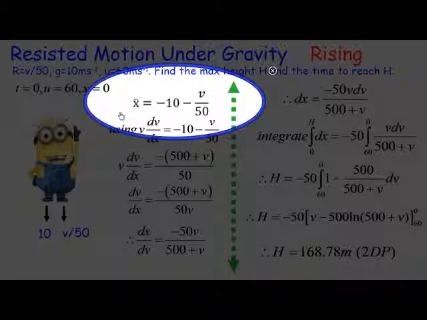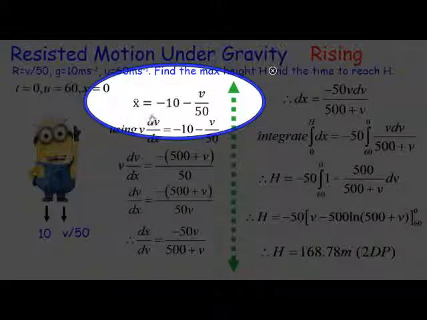We're going to have a look in the next video at the same sort of scenario with the resistance proportional to the velocity squared. But basically, if up's positive, the net force is m x double dot, and then we have an mg acting in the opposite direction, and the resistance is acting in the opposite direction. That's why they're negative, and then we cancel out the m just to get to this equation, x double dot equals minus 10 minus v on 50.